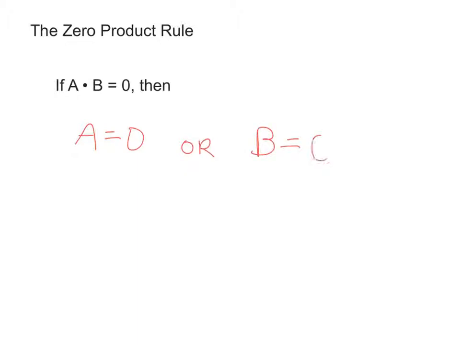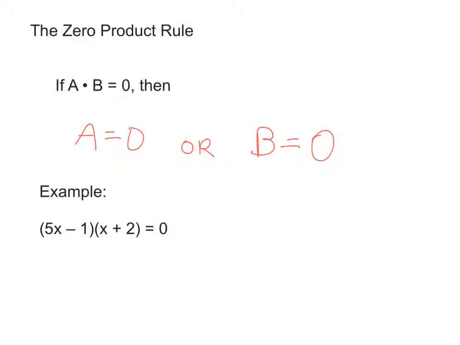And again, if you think about it with common sense, if you're multiplying two numbers together and you get 0 for an answer, the only way that's possible is if one or both of the numbers that you were multiplying together was 0. For example, let's say we have the equation (5x - 1)(x + 2) = 0.